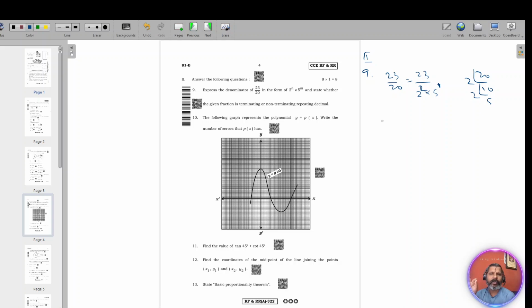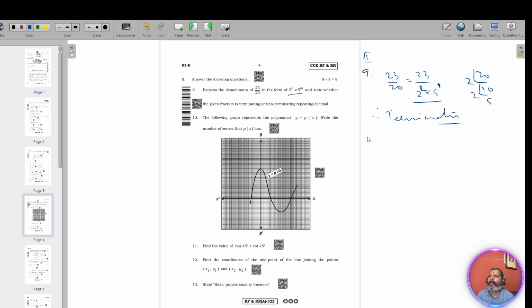It is not in syllabus 2025. We are solving this in 2025, but still I'll answer. When the denominator is in the form 2 to the power n into 5 to the power m, the given fraction is nothing but a terminating one. Okay, it is terminating, you can say.